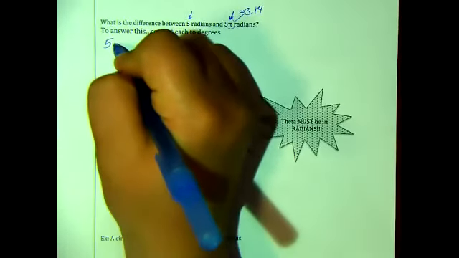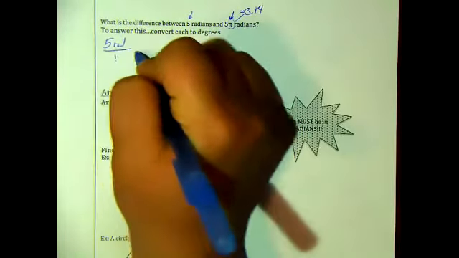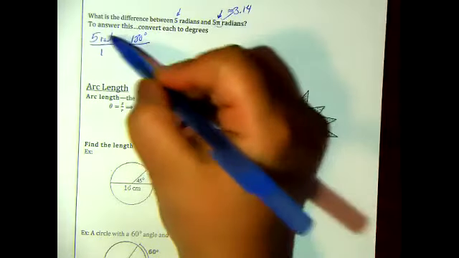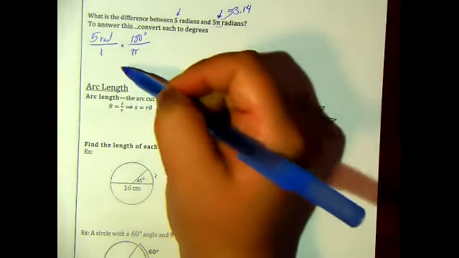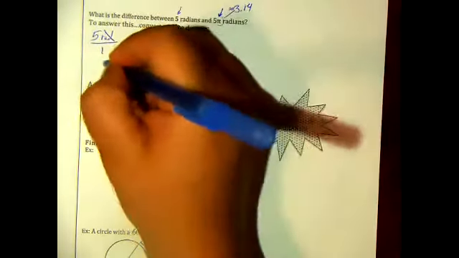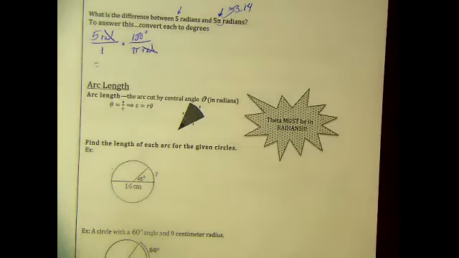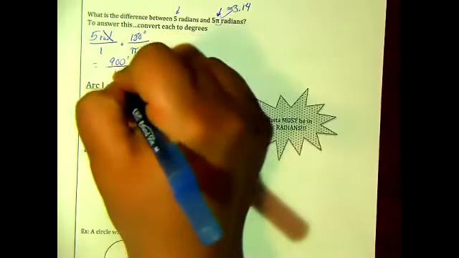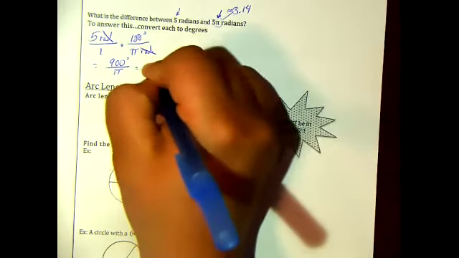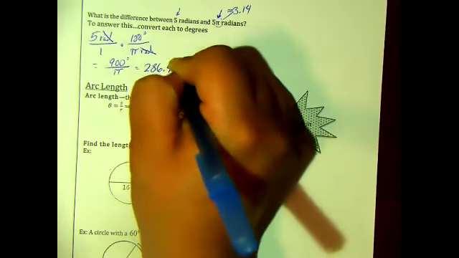So if I were to convert 5 radians, I would still have to divide by pi because we're converting radians, okay? And I would have to have 180 degrees at the top there. Unfortunately, there's no pi to actually cancel out, but the radians will simplify there. 5 times 180 will give me 900 degrees here divided by pi. So when I divide that by pi, I get 286.48 degrees.